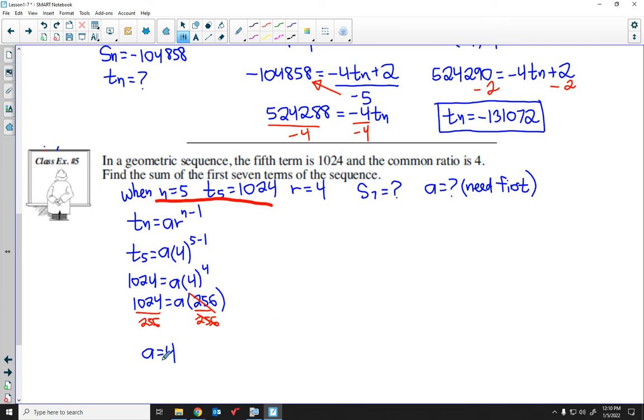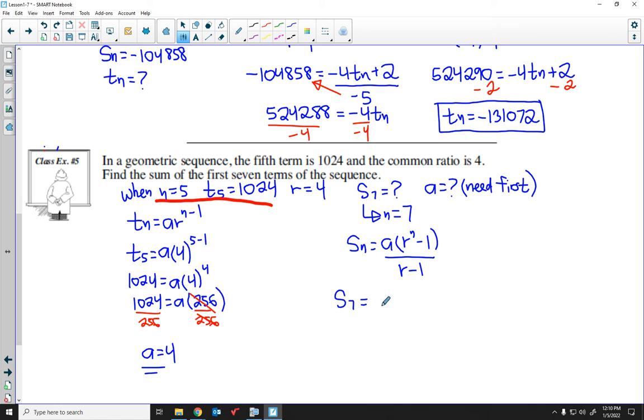All right, now that we know what a is, then we can calculate S7. I'm going to use the first series equation because you know what a is, you know what r is, and you know the number of terms we're going to calculate. So we're going to figure out S of 7, the sum of the first 7 terms. We use the equation S of n is equal to a times r to the power of n minus 1, over r minus 1.